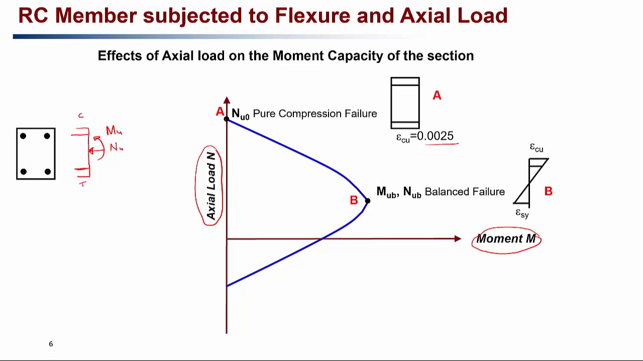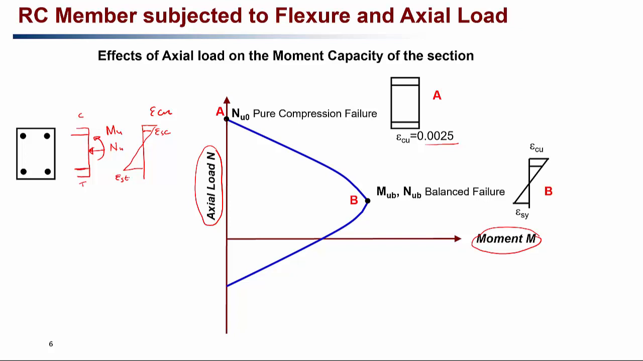Now we know that the strain diagram of this section will look something like this, as we did for the beam. This is the steel strain, this is your concrete strain, and when it is crossing, it is epsilon Cu. And apart from that, there is a compressive strain in the compression reinforcement as well, epsilon Sc. This is the tensile strain in the tension reinforcement.